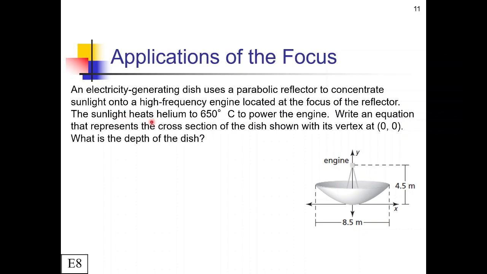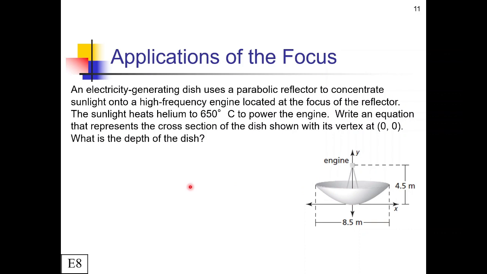So they're telling us that sunlight heats helium to 650 degrees Celsius to power the engine. We don't really care about that piece of it, but they do want us to write an equation that represents the cross-section of this dish. And they're telling us the vertex is 0, 0. We're on the xy axis right there. And they also want to know the depth of the dish. So let's do first things first. Pause the video and see if you can come up with an equation that describes this parabola-shaped dish here, just the two-dimensional cross-section of it. All right, let's see how that went.